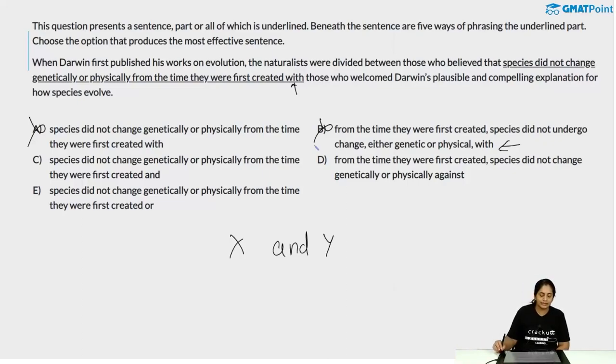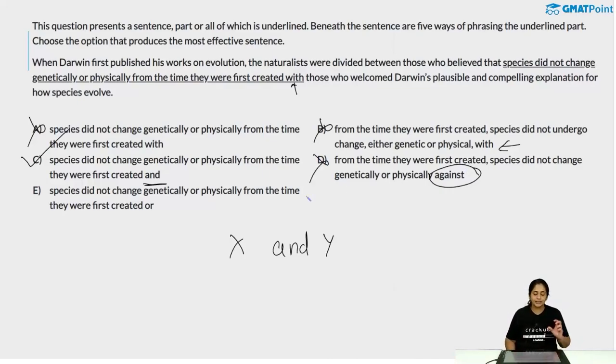Species do not change genetically or physically from the time they were first created. And is the right conjunction to use in this case. So I would say this is correct. From the time they were first created, species did not change genetically or physically against. Against also does not work, because here you are saying two groups were formed, not A against B, but rather the split happened and there were two groups formed, A and B. So again, against is also incorrect.